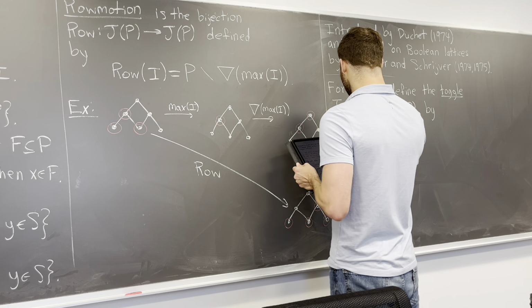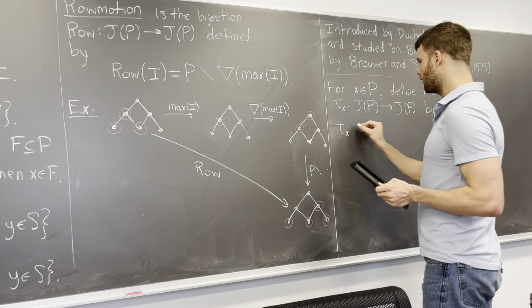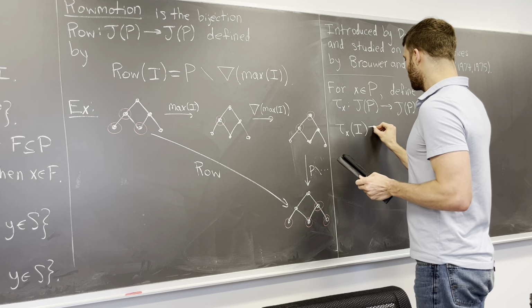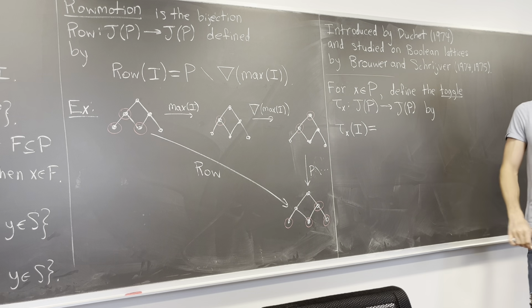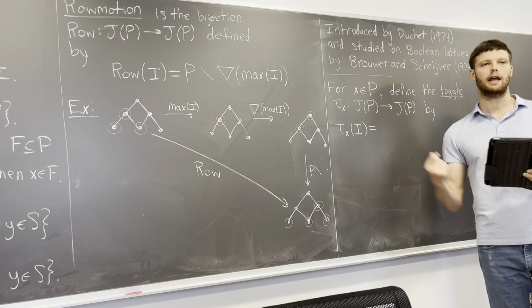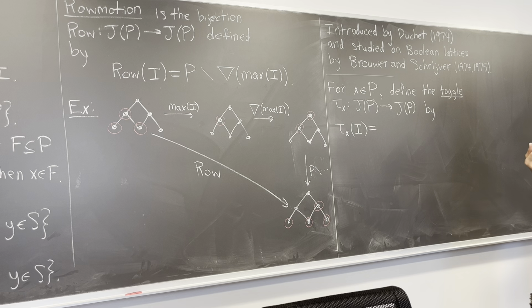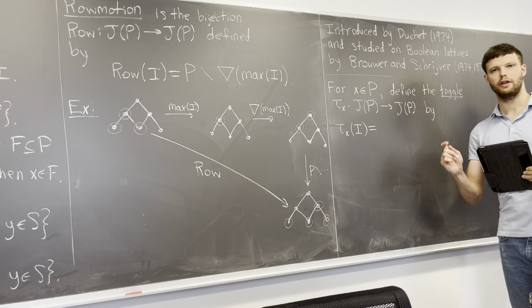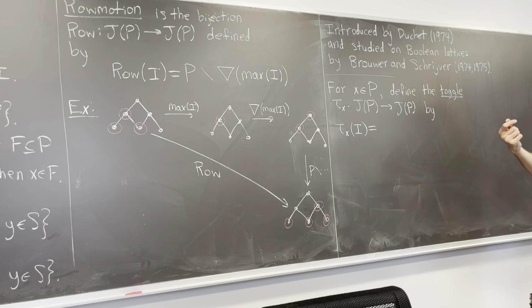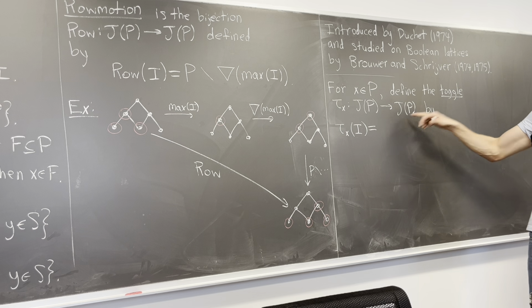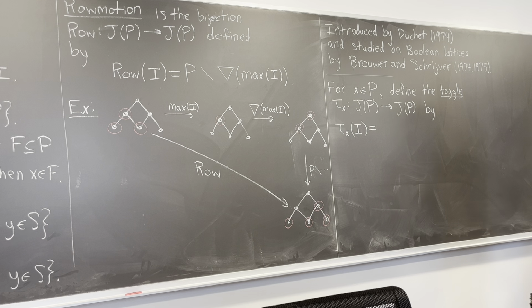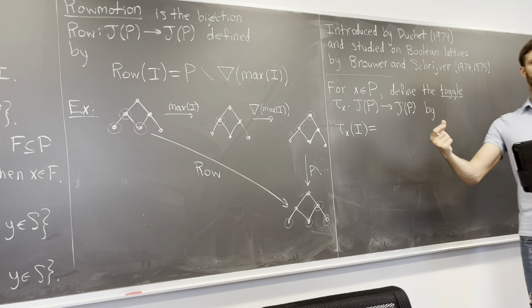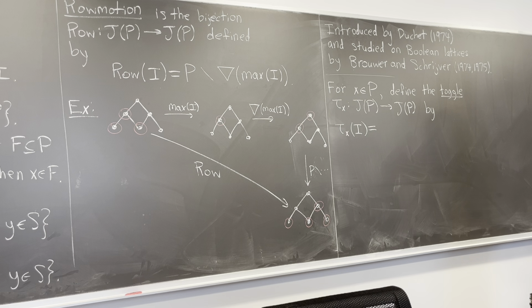It's defined by saying that tau sub x of an order ideal is, well, basically the point is that if x is in the order ideal, I want to take it out. And if x is not in the order ideal, I want to add it in. The issue is that I'm not allowed to do this if doing that operation creates something that's no longer an order ideal. I want to make sure that whatever I get out is actually an order ideal. And so if doing this thing, which is either taking x out or adding it in, results in something that's not an order ideal, then I just don't do anything at all.